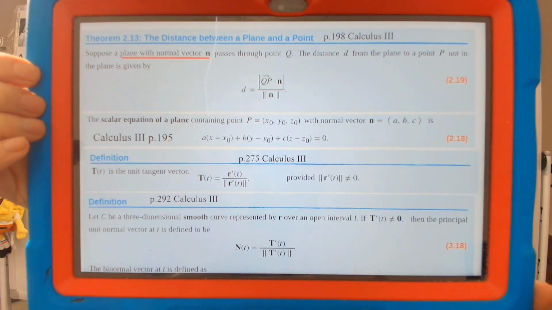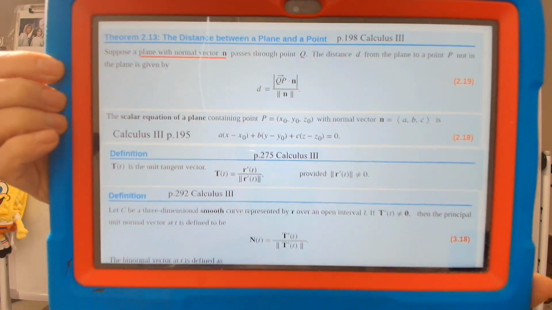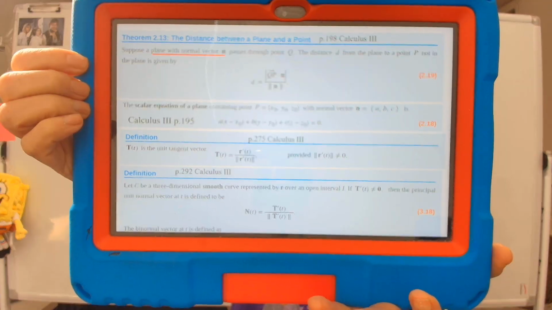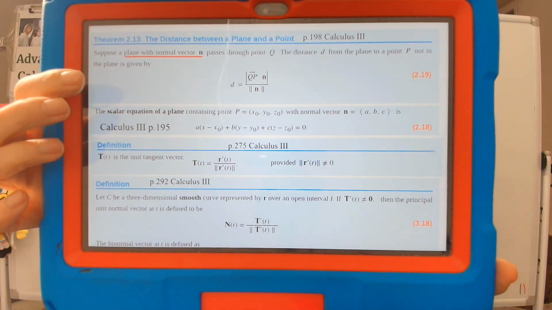Is this thing focusing? Well, whatever. Maybe if I pull back a little bit. Well, anyway, so this is the formula, all right.